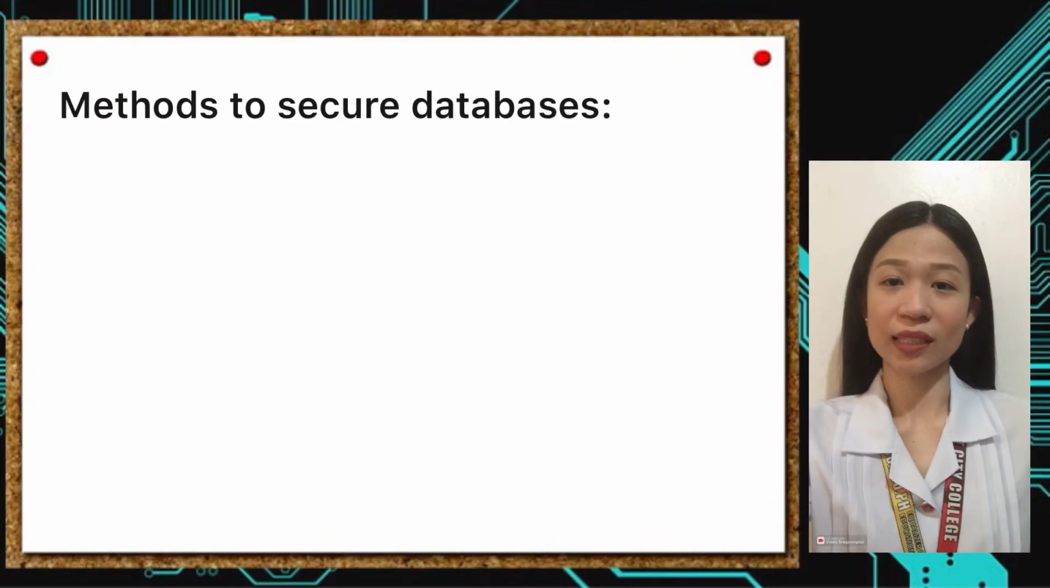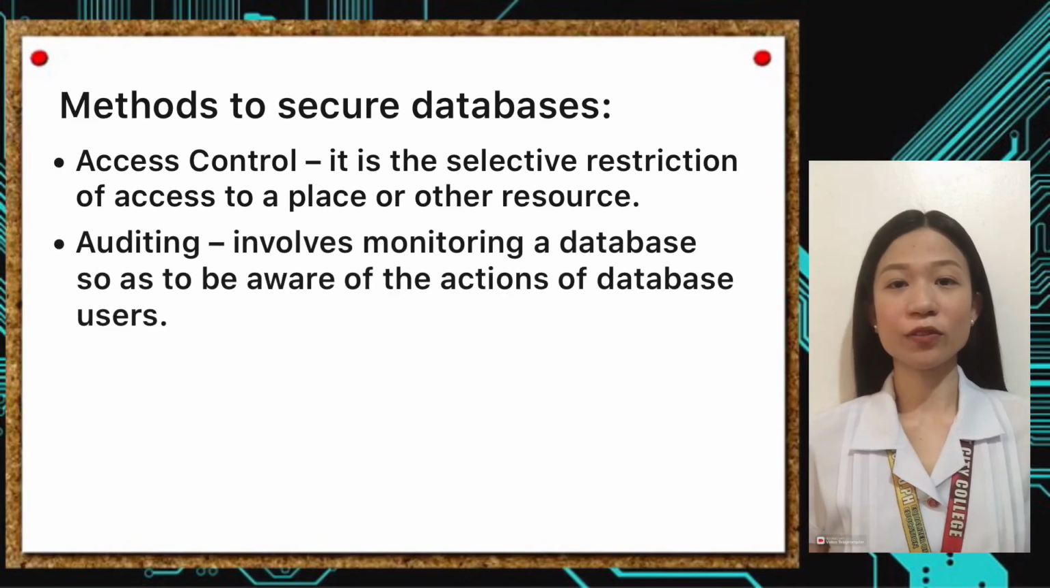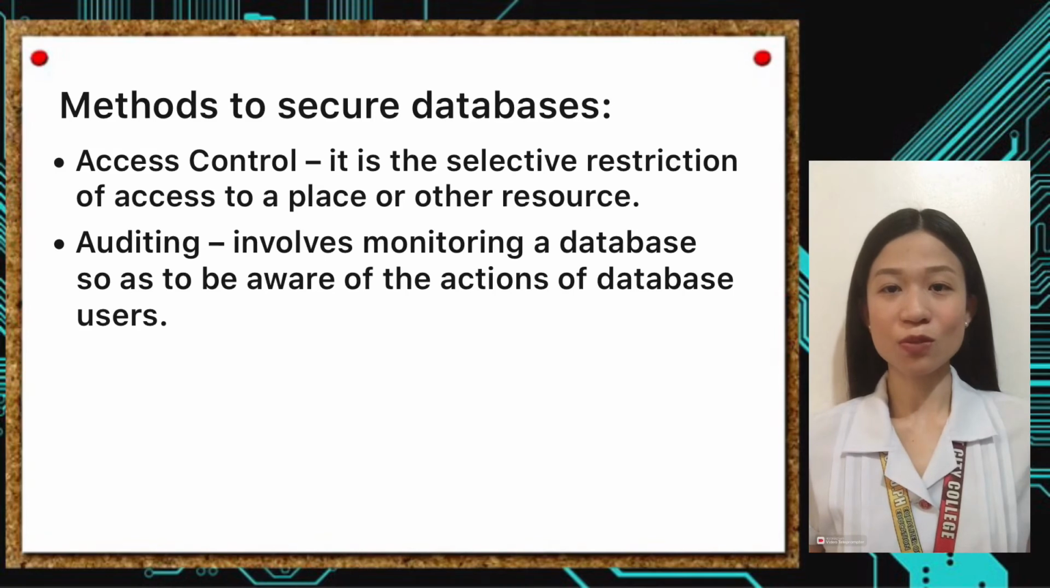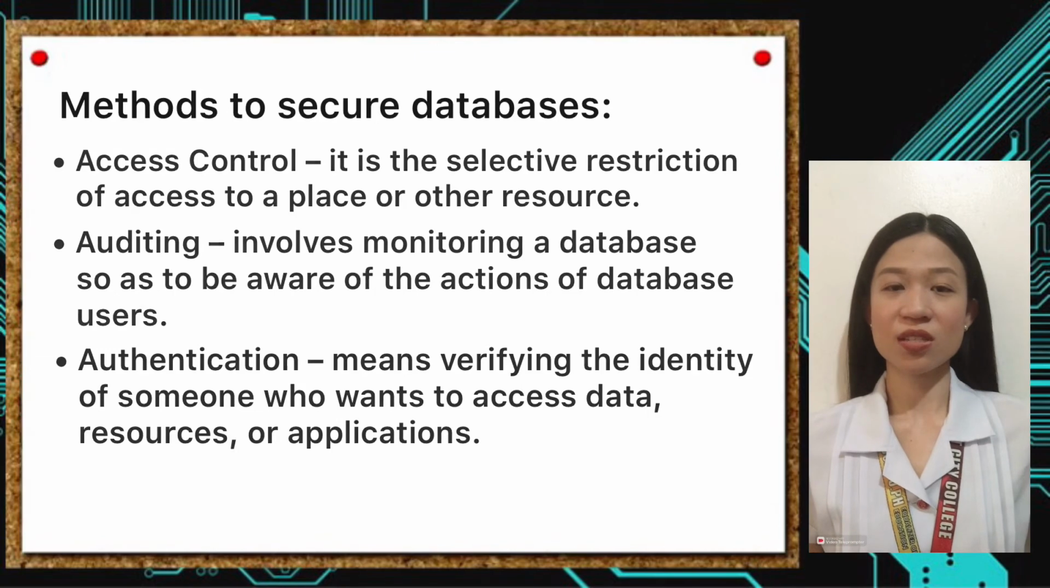Methods to secure databases. Access control is the selective restriction of access to a place or other resource. Auditing involves monitoring a database so as to be aware of the actions of database users. Authentication means verifying the identity of someone who wants to access data, resources, or applications.